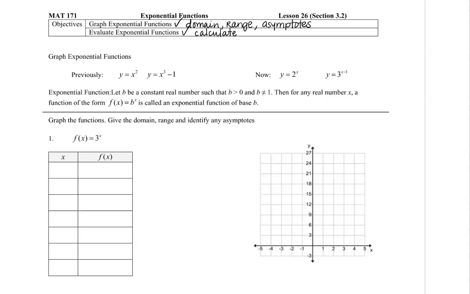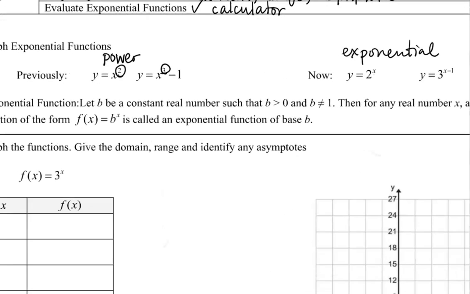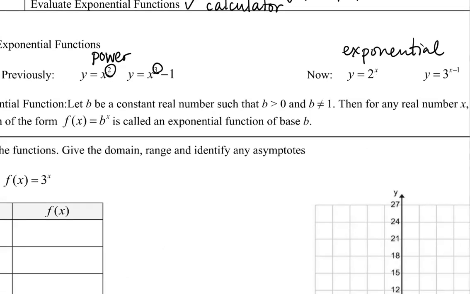The first thing that I will point out about exponential functions is how they are different from power functions. Power functions have a number in the exponent, while exponential functions have a variable in the exponent. So notice the difference between what we see on the left and what we see on the right. On the left, the 2 and 3 are in the exponent as power functions. On the right, the numbers are the bases and the variables are the exponents.